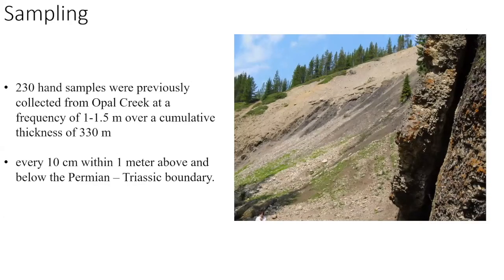All right, sampling for the study itself. So 230 hand samples were previously collected from Opal Creek at a 1 to 1.5 meter interval over the cumulative thickness of 330 meters of the study section. Specifically around the Permian-Triassic boundary, samples were collected every 10 centimeters within a meter above and below the boundary itself.